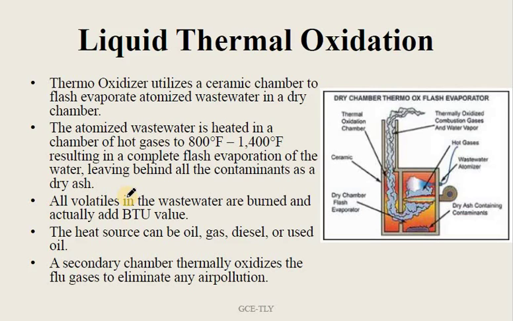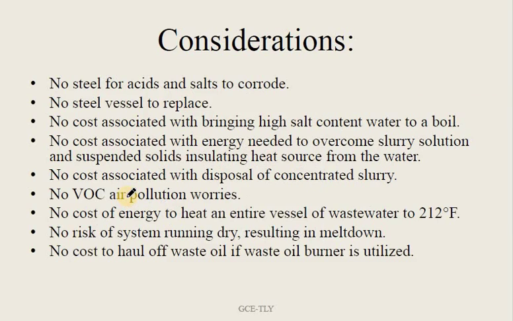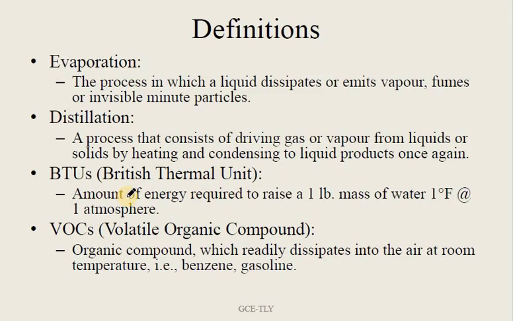So at very high temperature, all the contaminants will settle as dry ash, and all the volatiles will be burned down and actually add to the BTU value. That is, it adds extra energy to the oxidizer. The heat source can be oil, gas, diesel, or any used oil. Here a secondary chamber thermally oxidizes the flue gases and it eliminates the air pollution problem also. Here there are not many considerations because it is highly advantageous and it takes care of all the other problems caused by the previous evaporators.